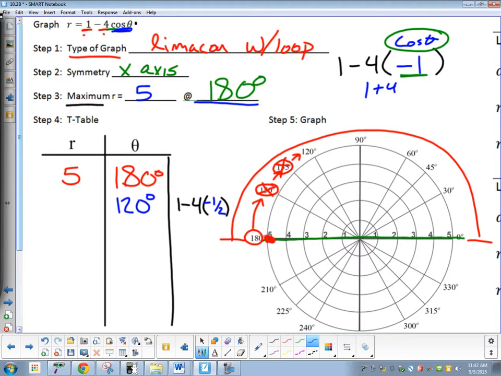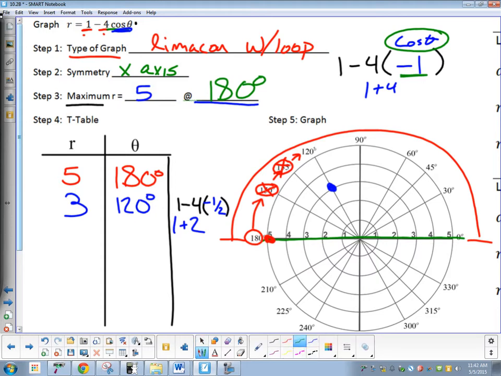Okay? So we're using our brain. 1, negative times a negative. Is that a positive or a negative sign? 1 plus, what's half of 4? So this value is 3. So at 120 degrees, I need to graph the point of 3. Okay, every time we do this, at most, you're going to graph 5 points. We've graphed 2 already. We need to find 3 more.